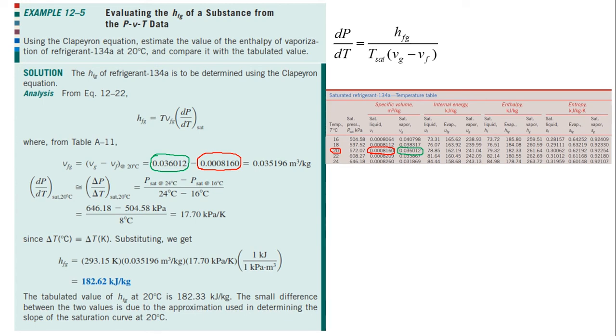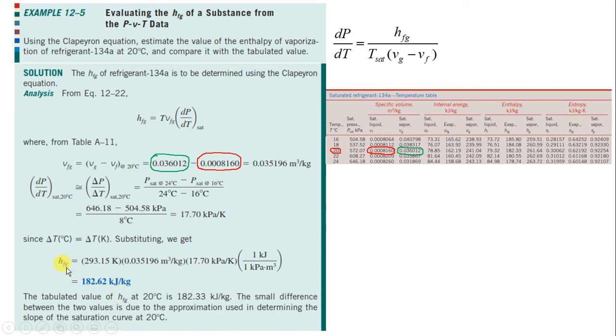Okay, so you have to add 273.15, that is done over here, multiplied by this Vfg we have calculated over here, multiplied by dP by dT, which is the slope we have calculated. So you will get hfg value as 182.62 kilojoule per kg.